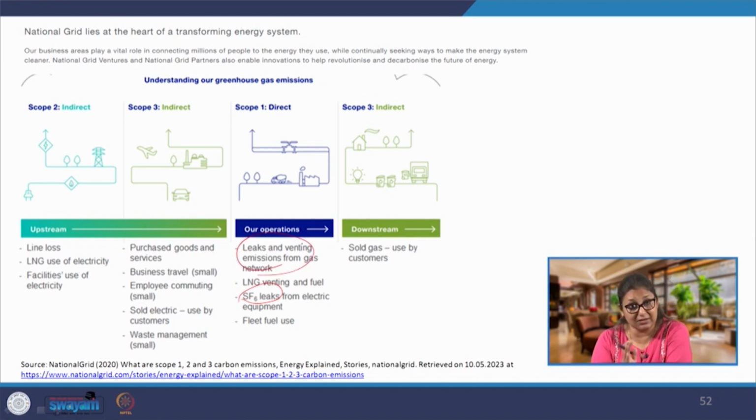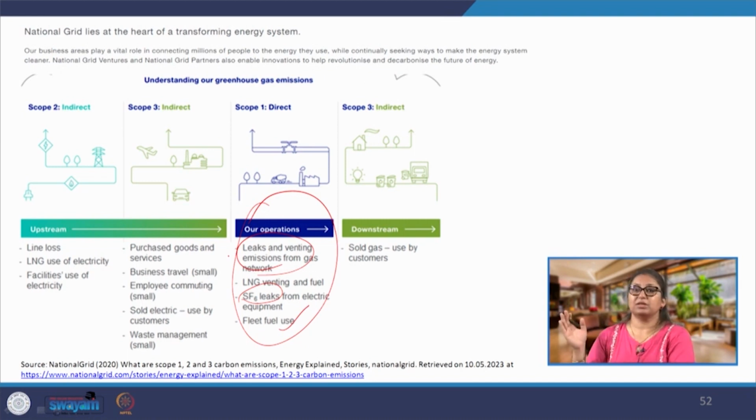That is why it finds a clear mention in the direct emissions, and other than that, the fuel use for the transportation fleet and its combustion. So, this is all covered in the direct emissions, but if we look at the upstream, we have the use of electricity for different purposes, business travel, employee commuting, and waste management and waste generation. All this is upstream, and downstream we have the selling of gas, which is their product, and it is used by the consumers.